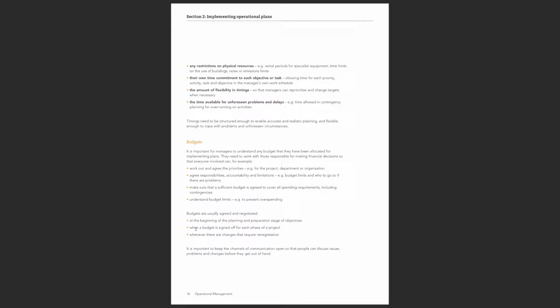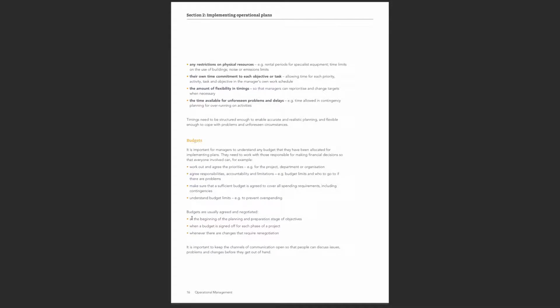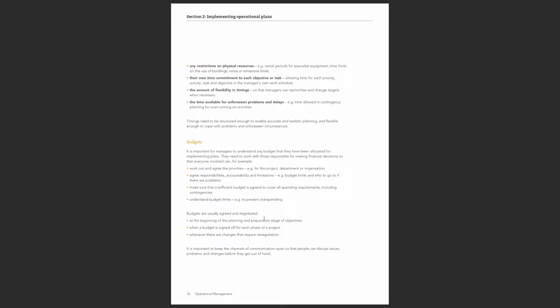Budgets are usually agreed and negotiated at the beginning of the planning and preparation stage of objectives, when a budget is signed off for each phase of a project, and whenever there are changes that require renegotiation.